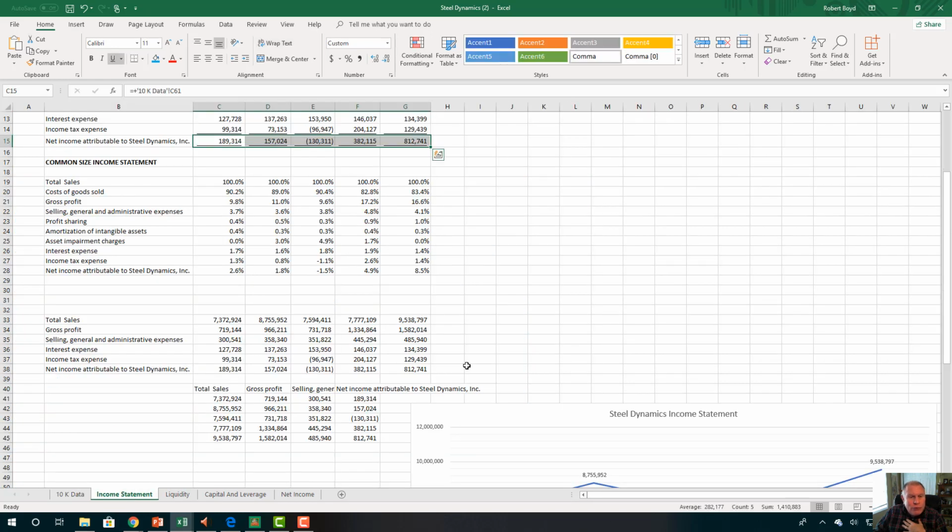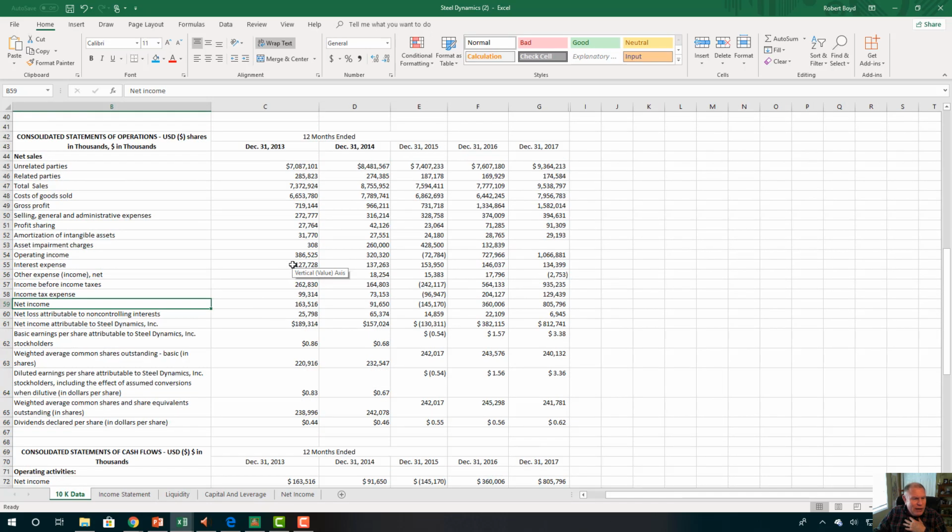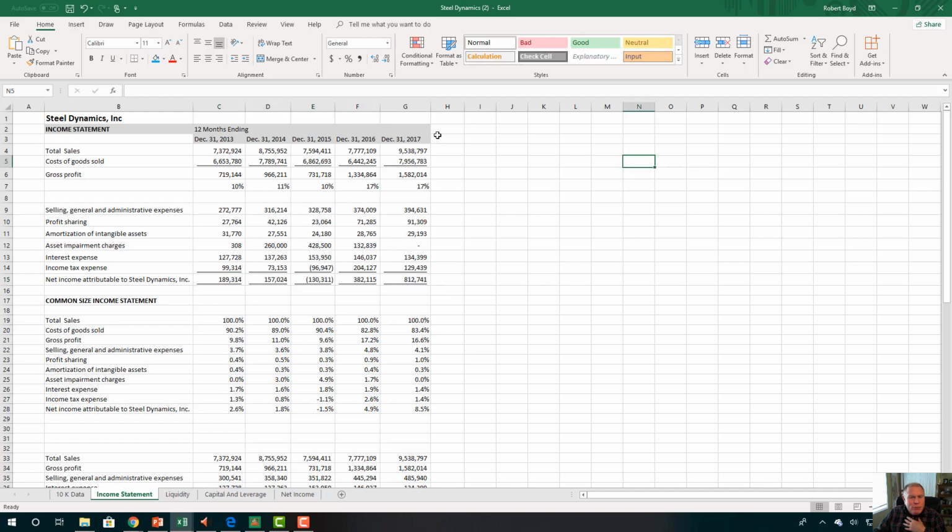Next thing I wanted to do was create an income statement. I had to summarize it. So if we go back over here and we go all the way down, here's their income statement, all sorts of stuff. But what I did is I put the key things I thought were important: sales, cost of goods sold, and gross profit. And see, the gross profit I expressed as both dollars and percent.